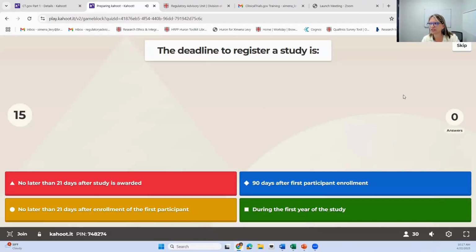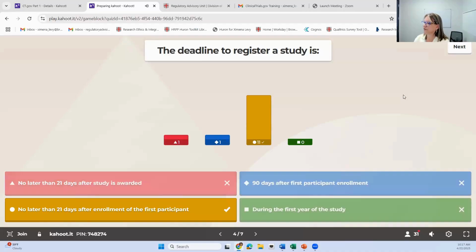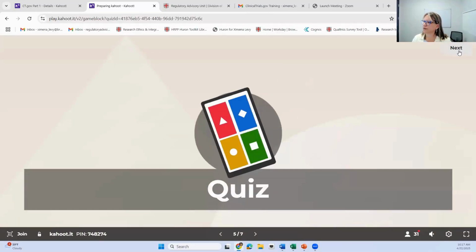The deadline to register a study is no later than 21 days after the study is awarded, no later than 21 days after enrollment of the first participant, 90 days after first participant enrollment, or during the first year of the study. Okay, we are done. Yes, that's the answer: no later than 21 days after enrollment of the first participant. Good, let's do one more.